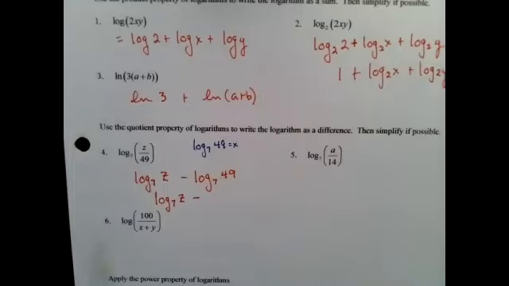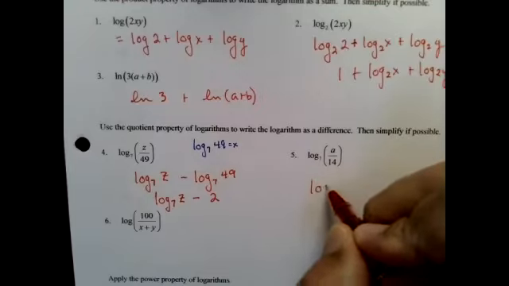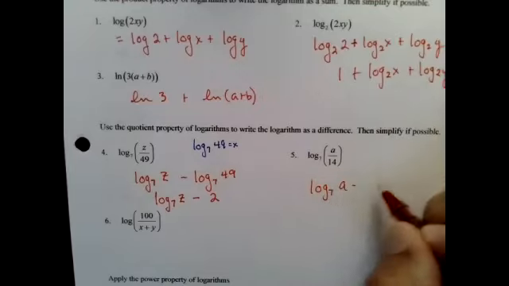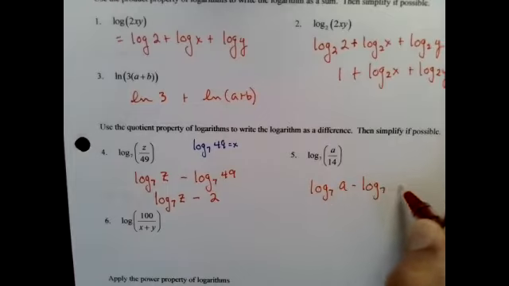It's hard with these remote classes when I don't see. 2. Yes, it is in fact 2. Very good. 7 to the x power equals 49. This guy is 2. Over here, I have log base 7 of a minus log base 7 of 14. 14 is not really a power of 7, so I'm not going to mess with that.